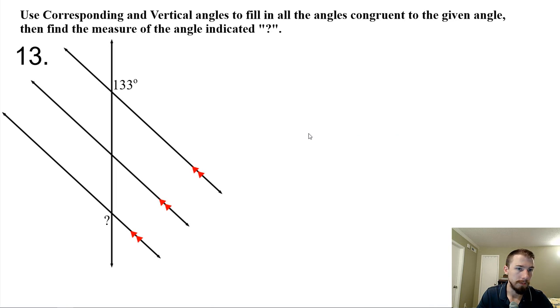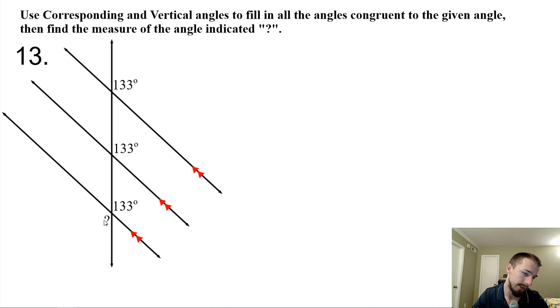All right, 13. Use corresponding vertical angles to fill in the angles congruent to the given angle, and then find the measure of the angle indicated with the question mark. So same thing. We want to go from 133 all the way to the bottom down here. So to do that, fill in all the corresponding angles of 133. So top right, top right, top right. And you can write those in.